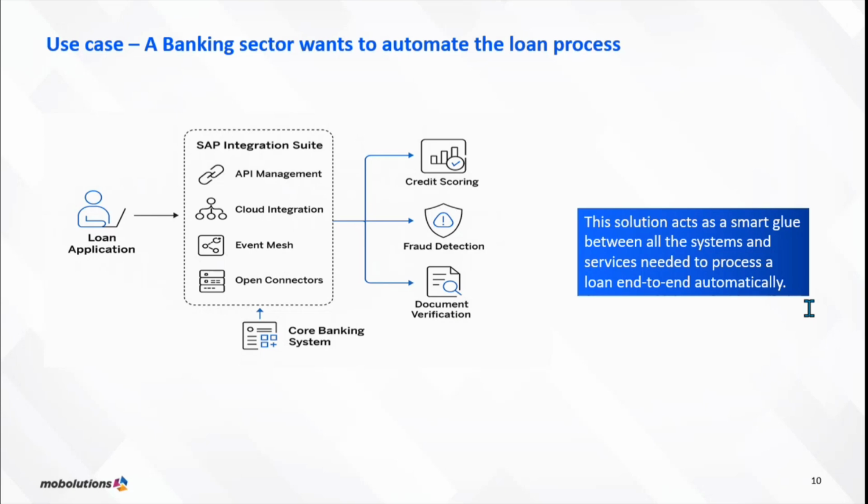And just like that, Caitlin receives a message that her loan is approved and funds will be credited shortly. This entire journey is powered by SAP technologies like iFlows, open connectors, APIs, and Event Mesh, all working behind the scenes.